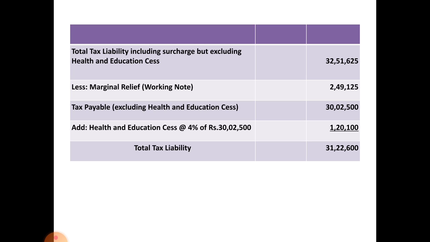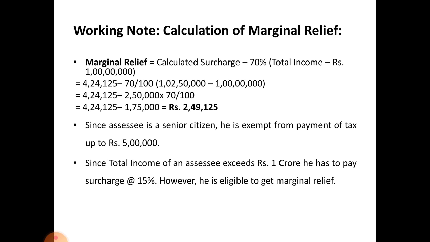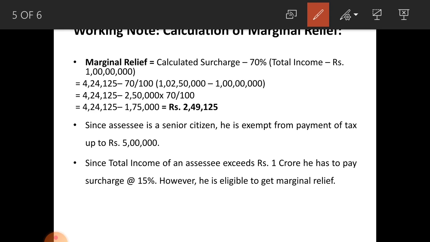Marginal relief calculation, I think you know it already. Let us calculate marginal relief. Formula for the calculation of marginal relief is calculated surcharge minus 70% of marginal amount, that is total income minus 1 crore, that amounts to rupees 2,50,000. 70% of this 2,50,000 amounts to rupees 1,75,000. You have to deduct this amount from calculated surcharge. Surcharge is already calculated, that is 4,24,125. When you deduct this 1,75,000 from this, you get 2,49,125 as marginal relief, okay.